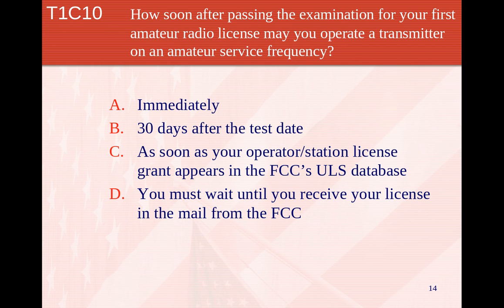How soon after passing the examination for your first amateur radio license may you operate a transmitter on amateur service frequencies? That, of course, is as soon as your operator station license grant appears in the FCC ULS. The ULS is the Universal Licensing System, and I'm going to show you that in another video. It's a very, very easy database to get into. You can update your license, you can make changes, etc. It's real easy.